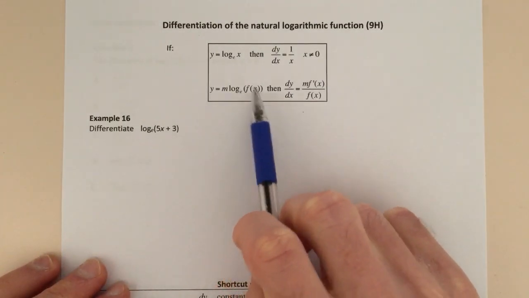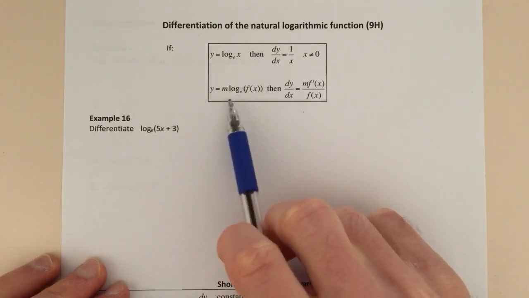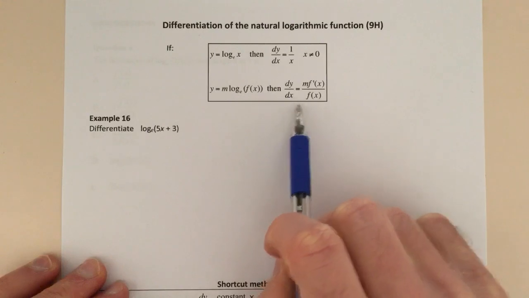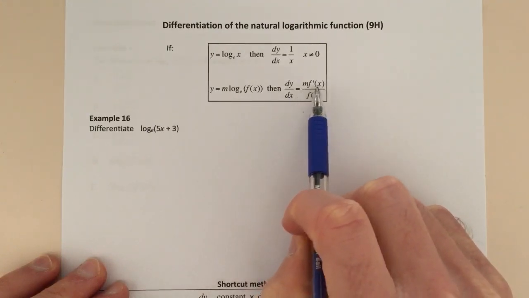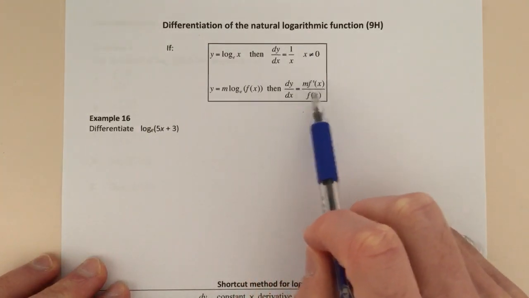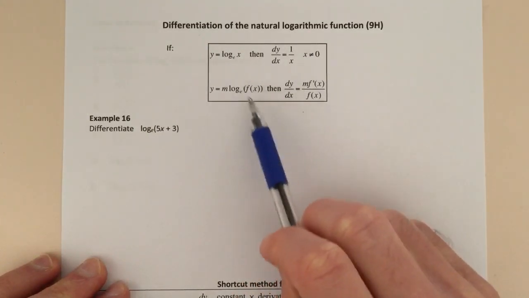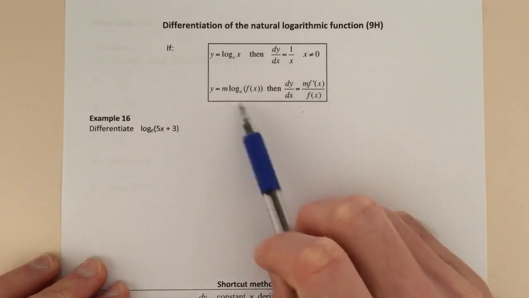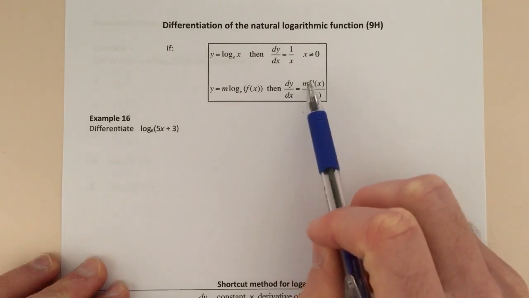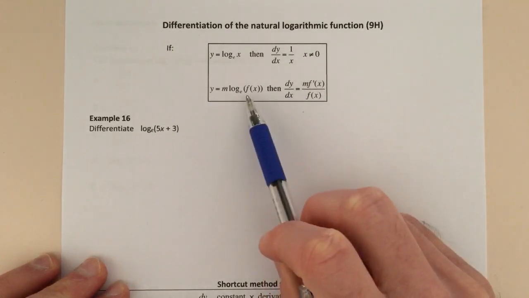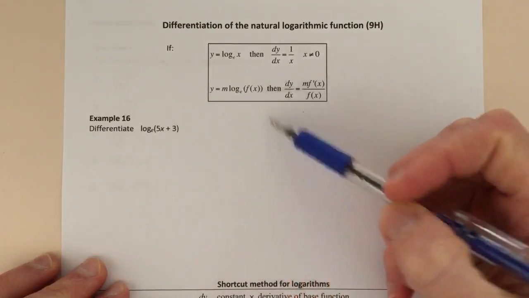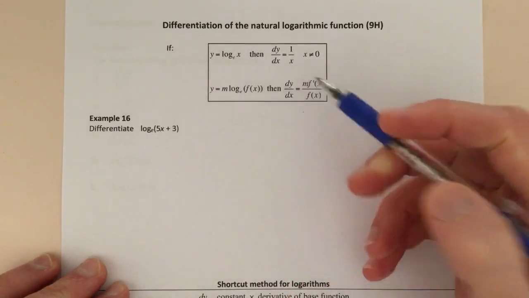So this is a more general form of a logarithmic expression. It says if y equals m times log e of f of x, then dy dx will equal m times f dash of x over f of x. So what you can see here is that we're multiplying by the derivative of whatever's inside this bracket, which is f dash of x. The constant at the front stays there in the answer. We're still multiplying by that constant. But whatever's in the bracket ends up on the bottom of the fraction. So we have that 1 over f of x, that 1 over whatever is in here.